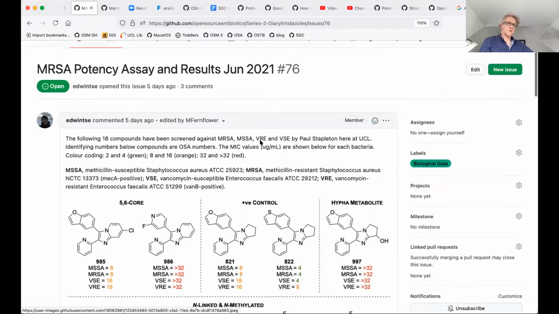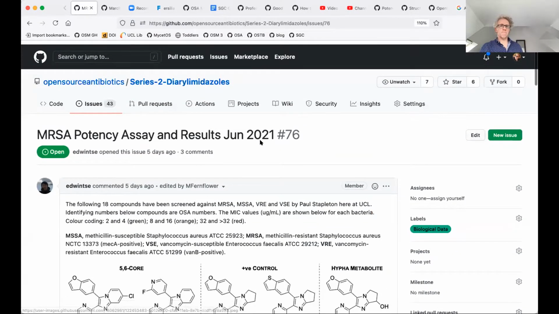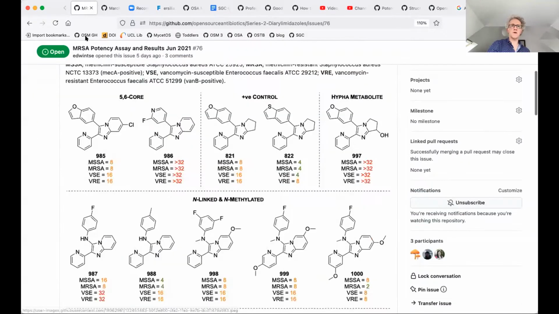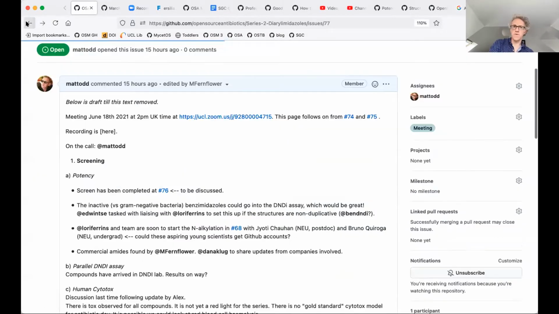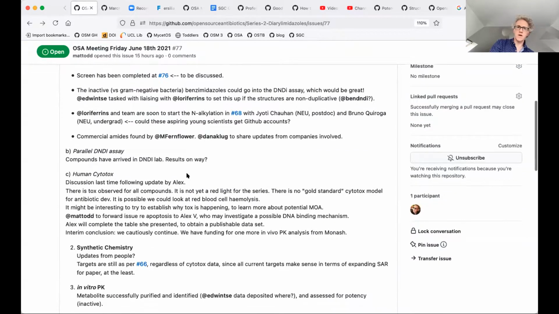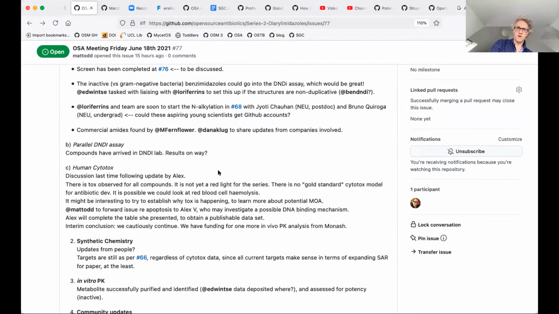Okay, good. The other stuff that's on the issue can all be done offline. I just wanted to have a conversation about that. So I think that we're getting cytotox data from Alex pretty soon.